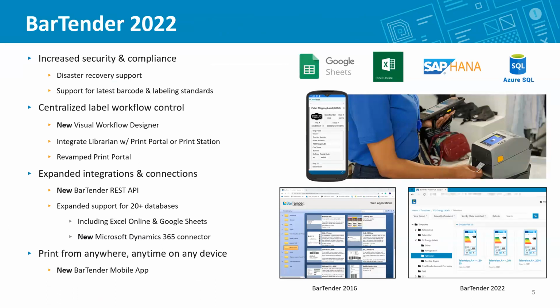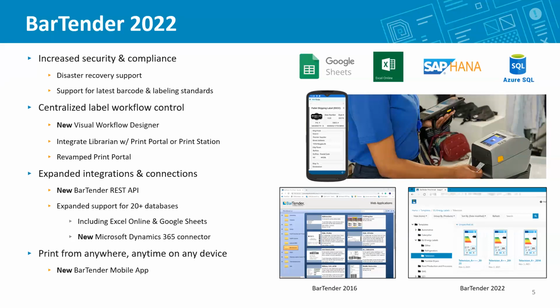So BarTender 2022 provides unmatched security for your powerful future-proof labeling. The latest version ensures that you have business continuity and compliance across your labeling with advanced licensing server redundancy for disaster recovery and support for the latest barcode and labeling standards, including GS1, RFID, and more. You can also safeguard the integrity of your labeling with centralized label workflow control. The new Visual Workflow Designer accelerates your design, production, and QA processes for faster deployment and allows you to track the progress of your label files from start to finish.